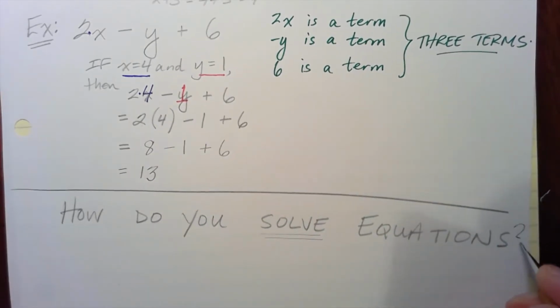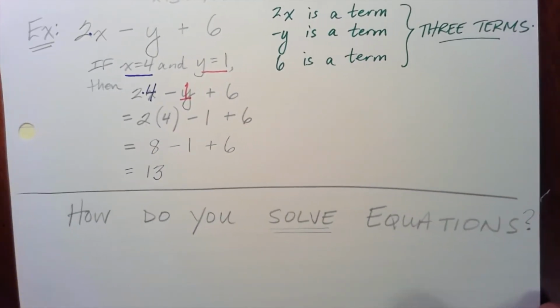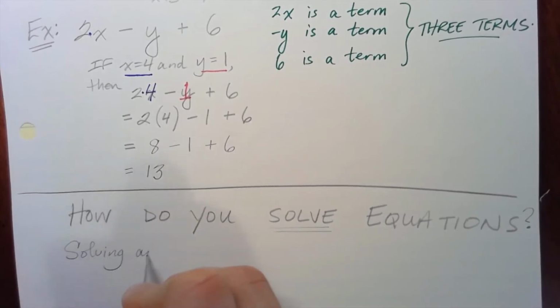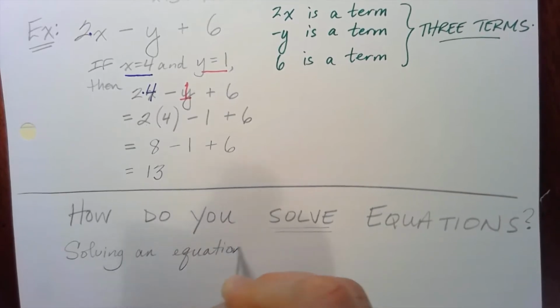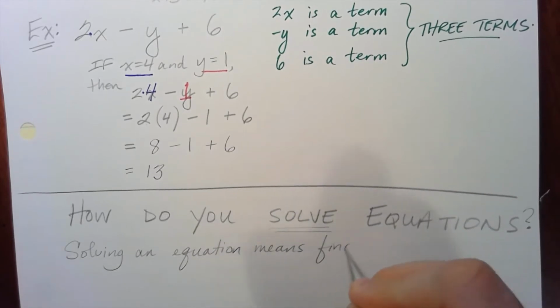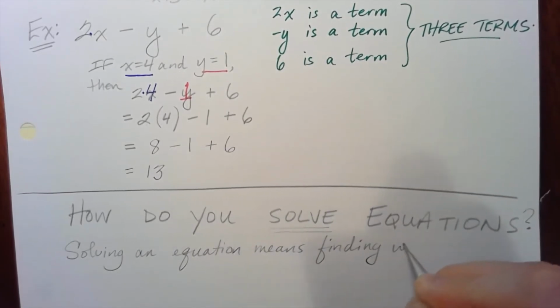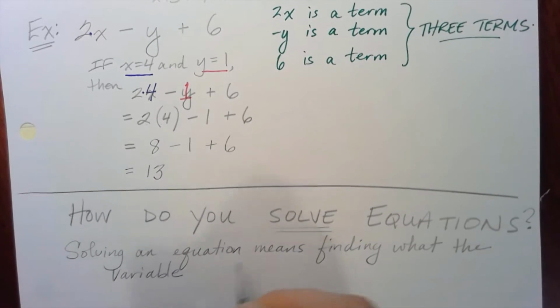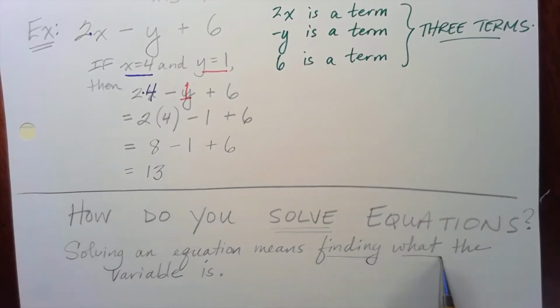I'll put a little question mark over there. When we solve an equation, it means, solving an equation means finding what the variable is, what value it is, okay? Or it may be more than one variable. Maybe you're solving for 2. You know, we can do all kinds of things like that. But solving means that you're really finding out what it is.